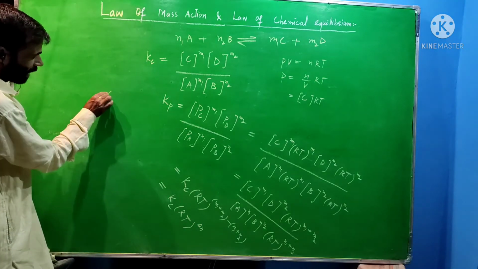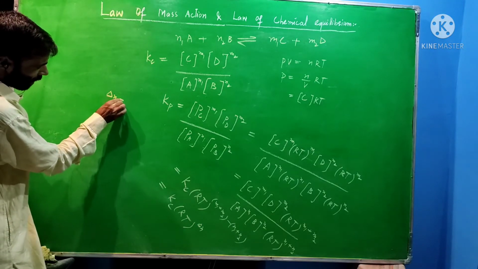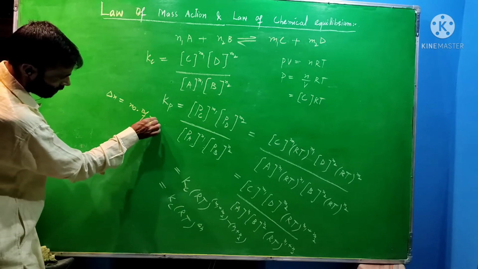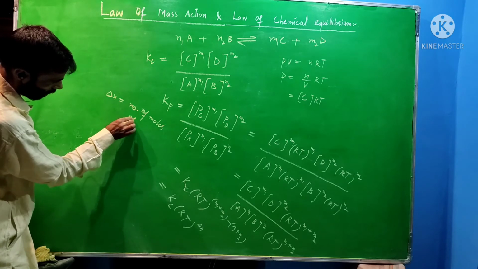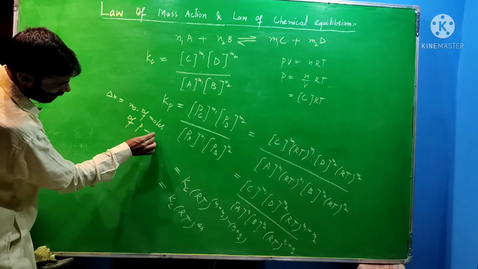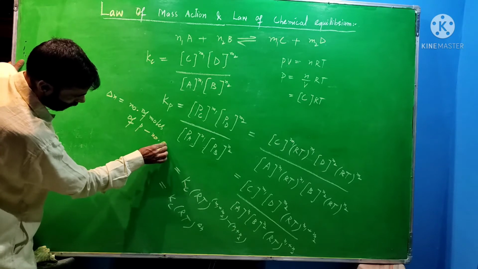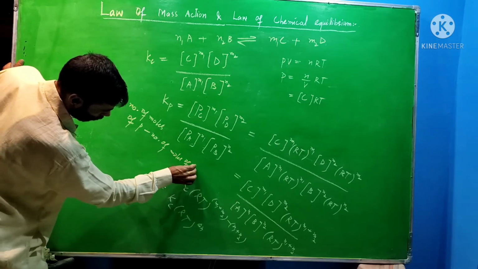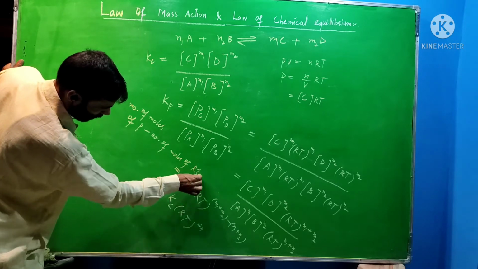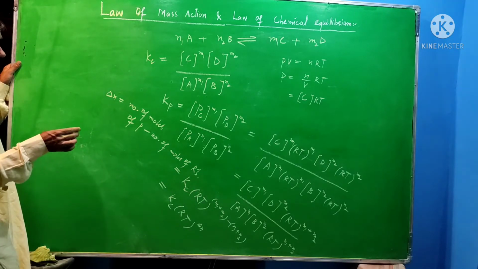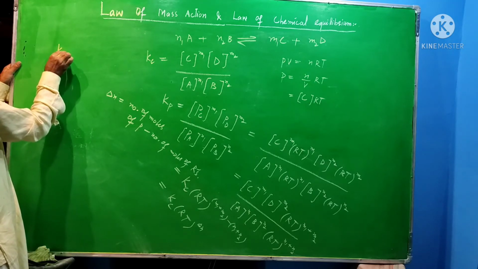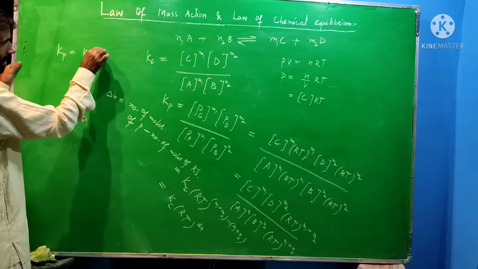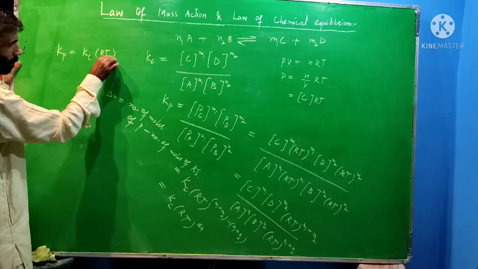Now delta n is equal to the number of moles of products minus the number of moles of reactants. As per delta n, Kp is equal to Kc into RT raised to power delta n.